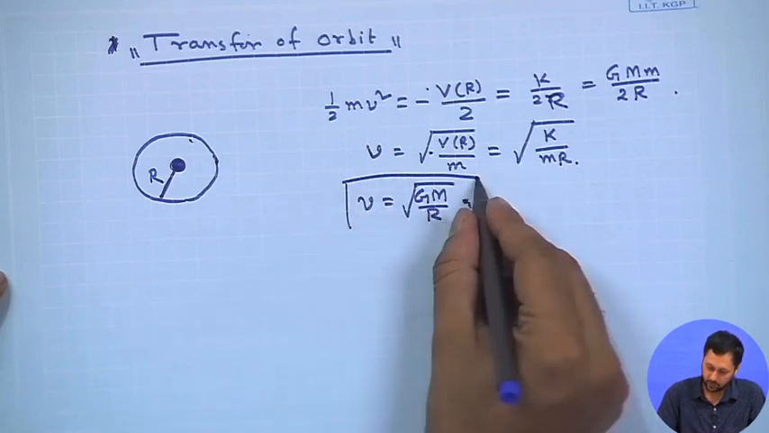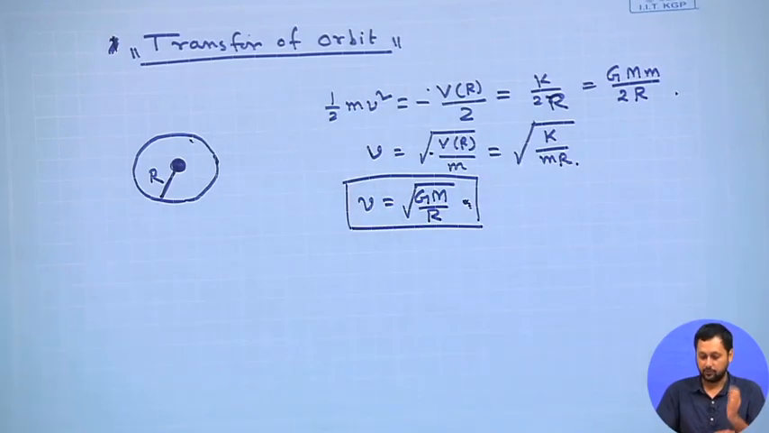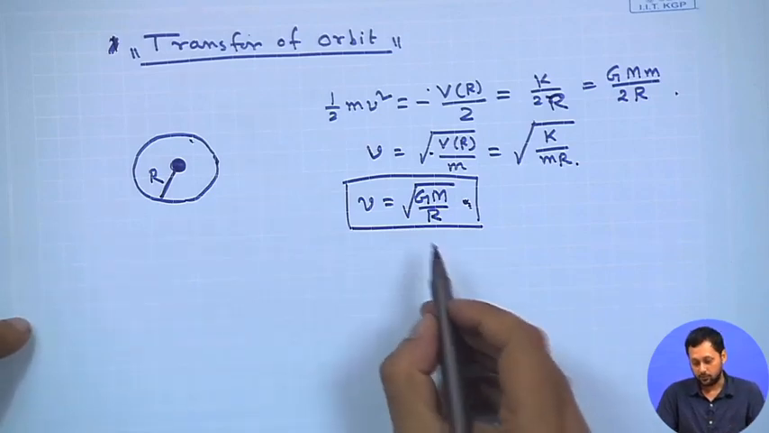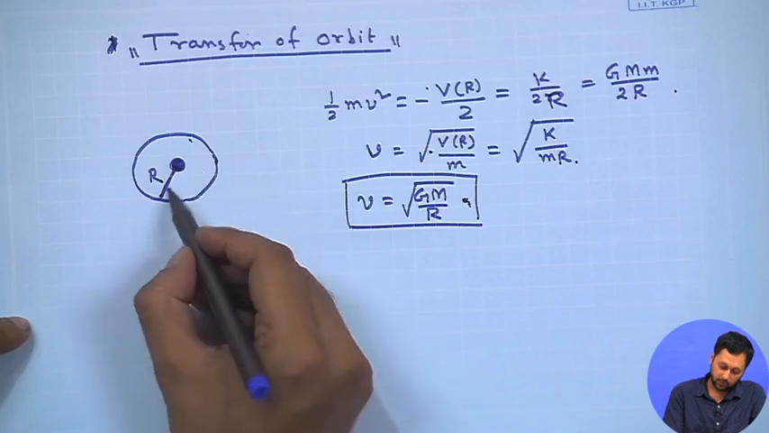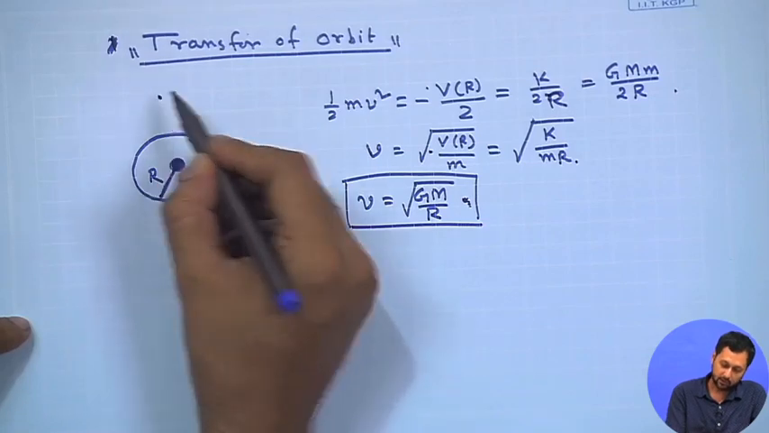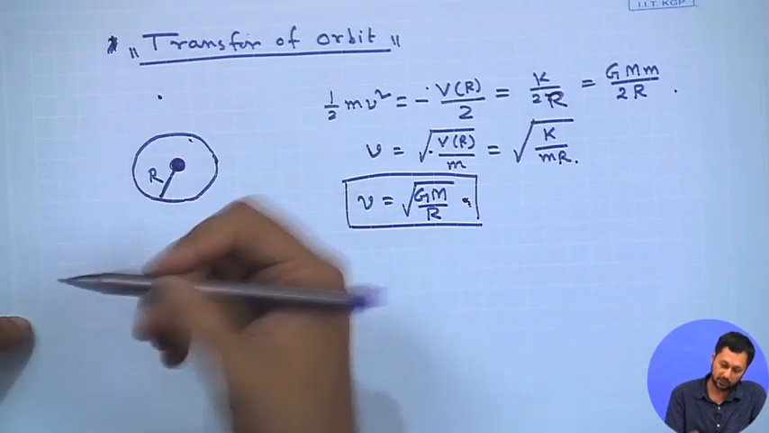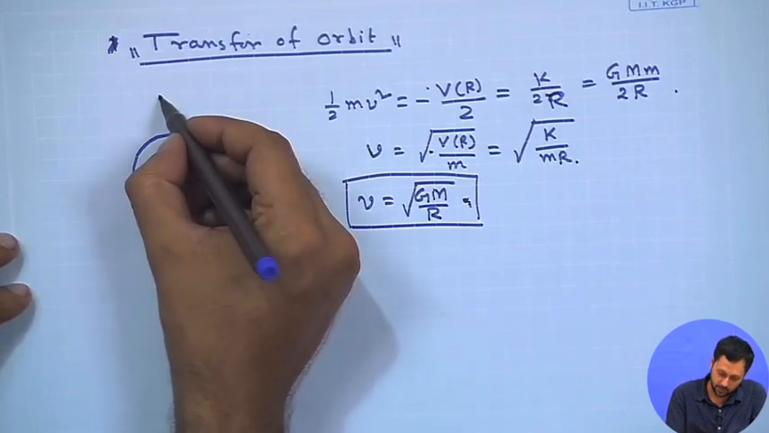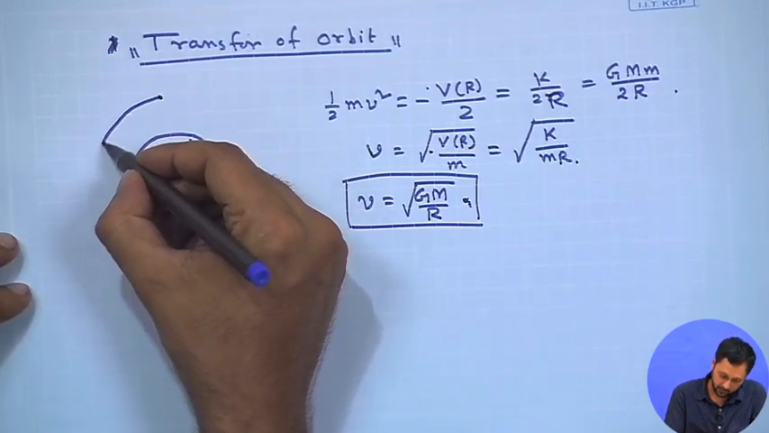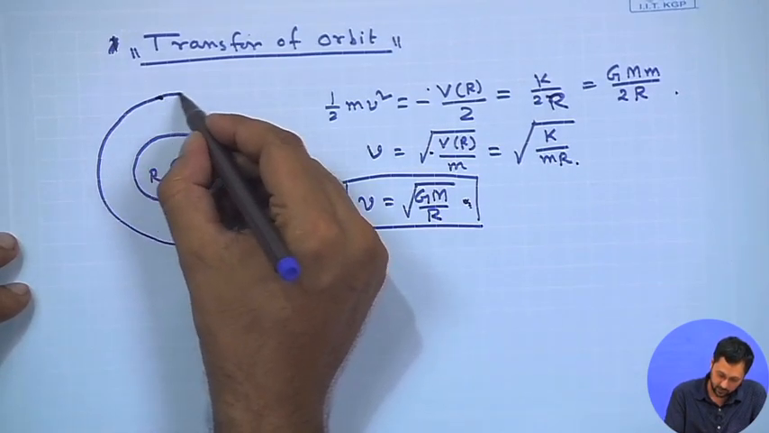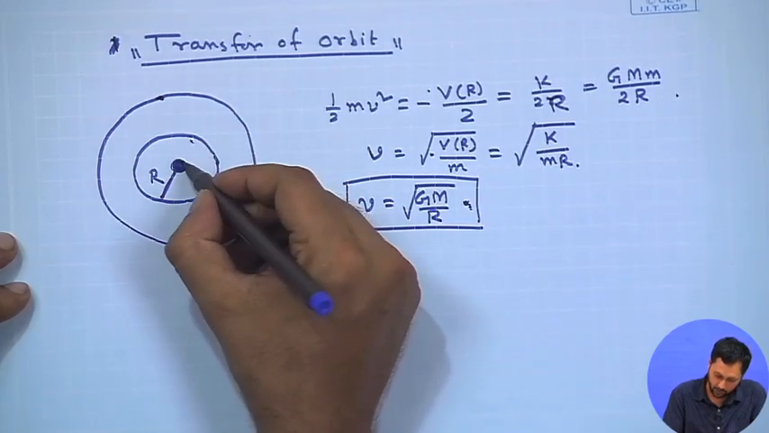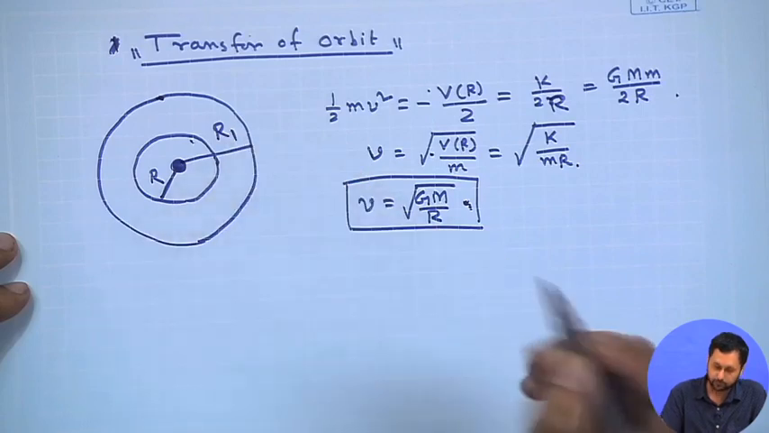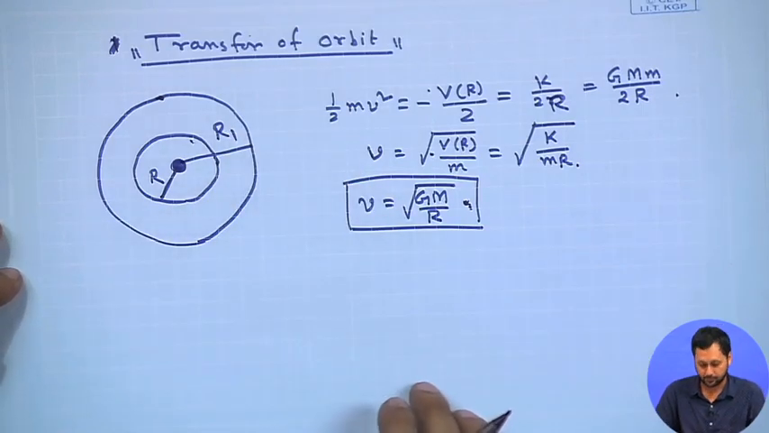Okay. So, this is the velocity. Now, as we see, the velocity is inversely proportional to the radius. So, what if we want to go to a higher or lower orbit? Let us say we want to move to a higher orbit with a certain radius r1. How do we do that?